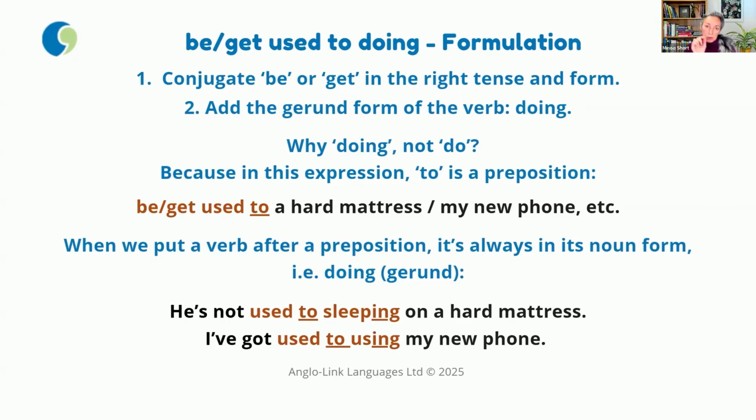And the question is always, why is it doing? It doesn't sound right. Why not do? Because in this expression, to is a preposition, right? You can get used to a hard mattress, to your new phone, etc. And you know this rule that has no exception in English: when you put a verb after a preposition, it's always in its noun form, i.e. doing, which we call the gerund. That's why he's not used to sleeping, not sleep. He's not used to sleeping on a hard mattress, or I've got used to using my new phone.